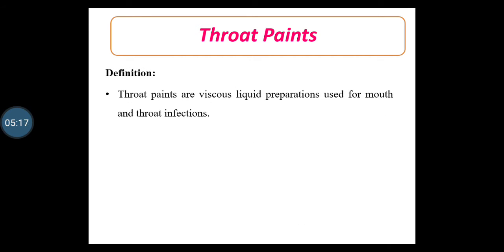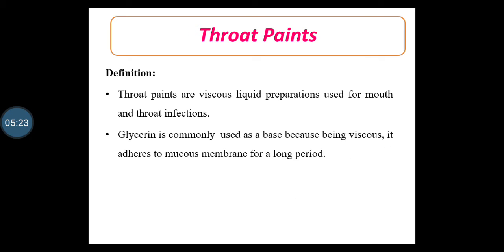Now next dosage form comes throat paints. Throat paints are viscous liquid preparations used for mouth and throat infection. Glycerin is commonly used as a base because being viscous it adheres to mucous membrane for long period. It provides a sweet taste to the preparation.